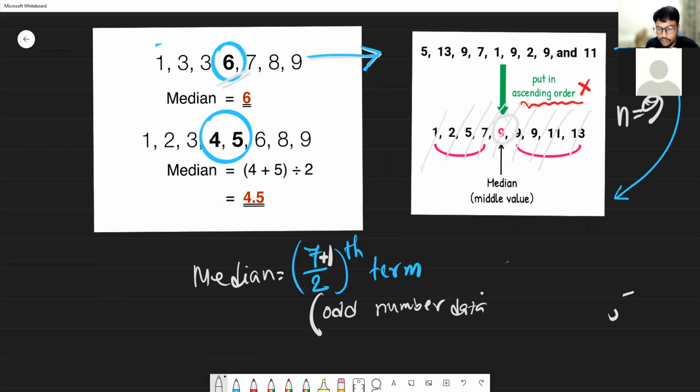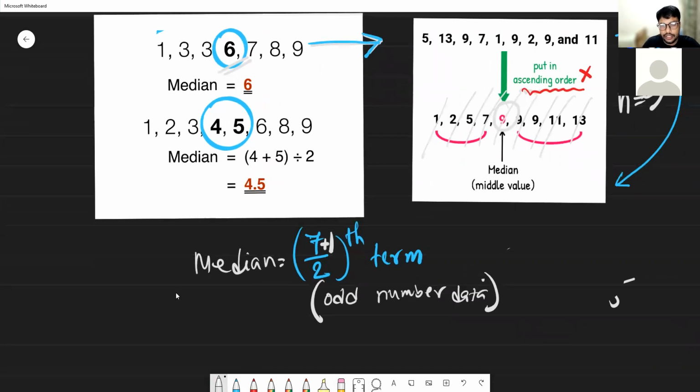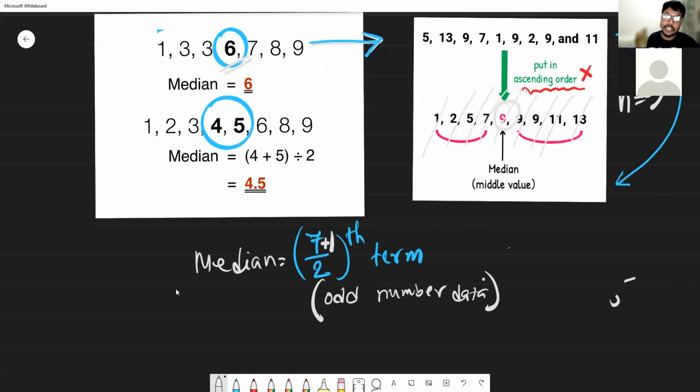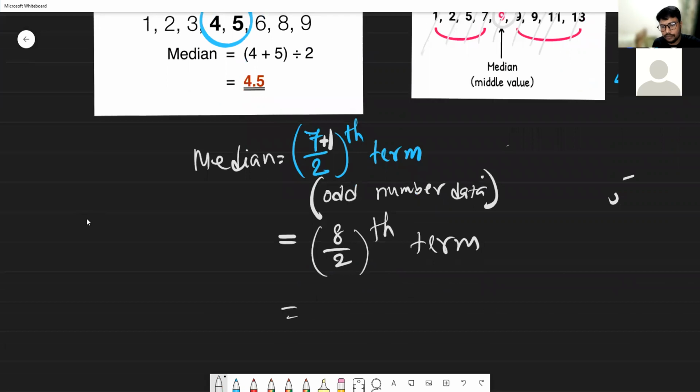There are two formulas, odd and even. That's why we have written here odd. There are two separate formulas to find the median. Clear? Yeah. Okay, now 7 plus 1 divided by 2, that will be 8 by 2. Then 4th term. So this is called the fourth term. Which one is the fourth term?